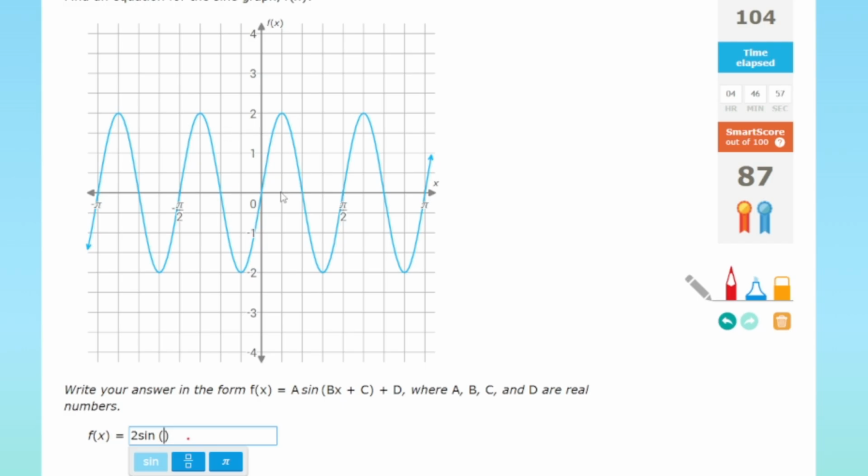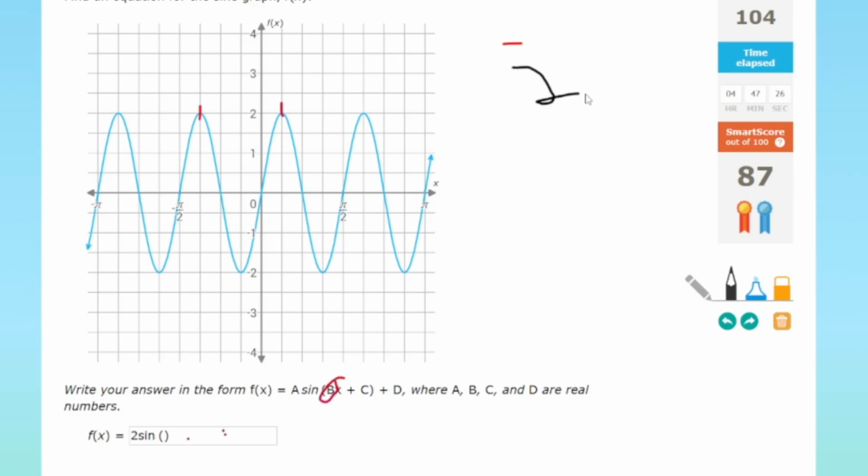Next thing we have to do is find the D, the midline, which is 0. We could put plus 0, but we don't have to. Now we got to find our period. It's this part and this part. We find the distance. Let's just move it back so it's easier. It's practically pi half.